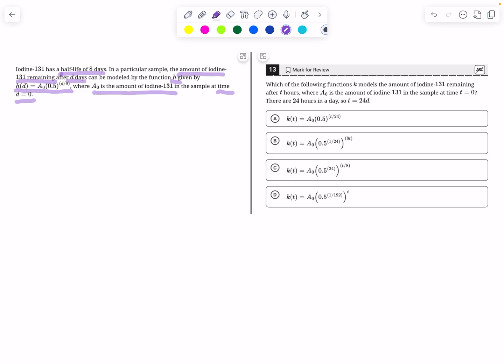Which of the following functions K models the amount of iodine 131 remaining after T hours? So keep in mind this was days, and now this is about hours, where A naught is the amount of iodine 131 in the sample at time T equals 0. There are 24 hours in a day, so T equals 24 times D. All right, so make sure you're not confused.